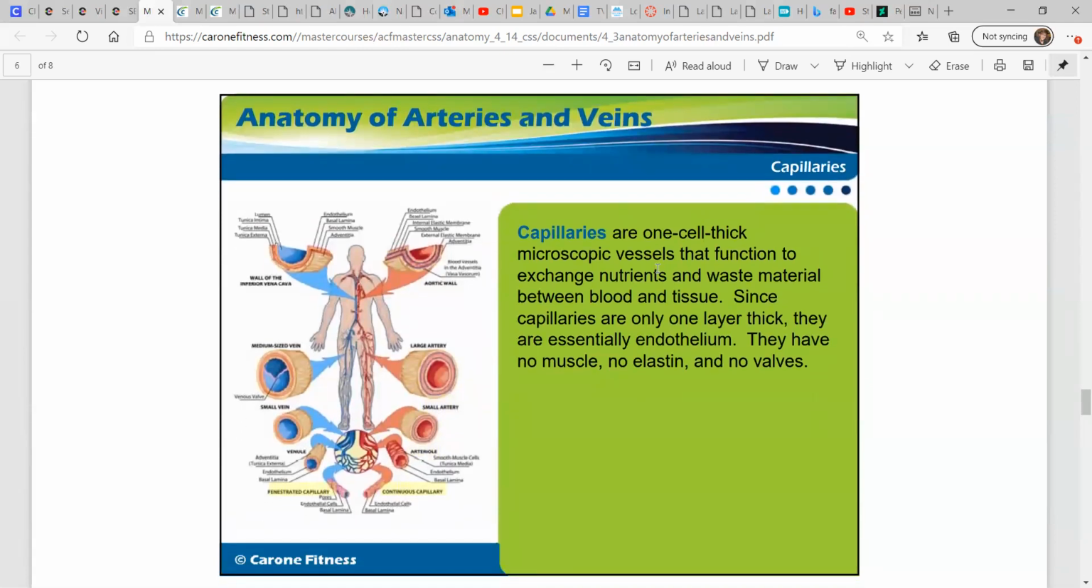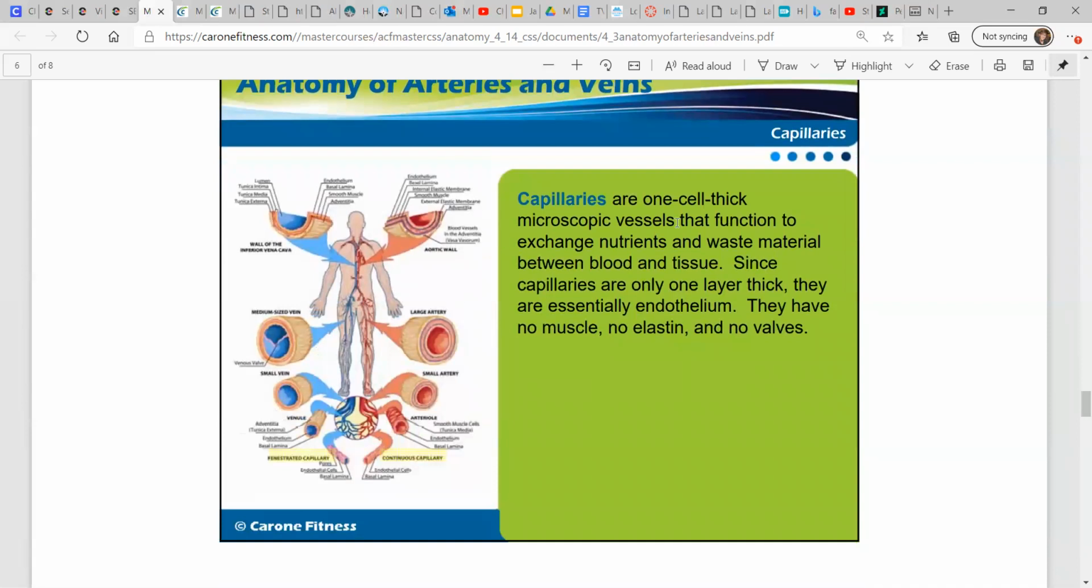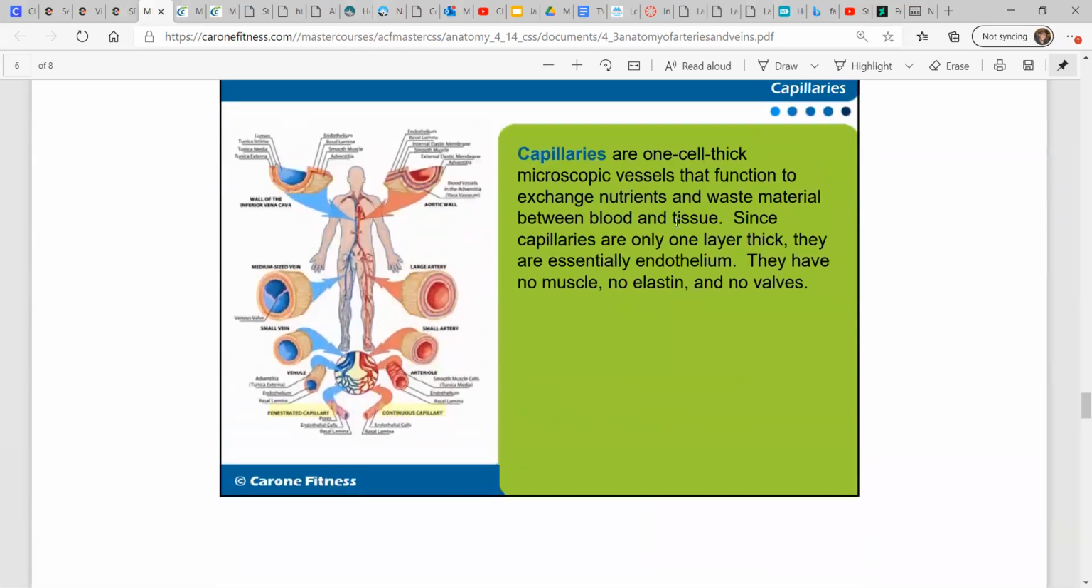Capillaries are the one-cell thick microscopic vessels that function to exchange nutrients and waste material between blood and tissue. Since capillaries are only one layer thick, they are essentially endothelium. They have no muscle, no elastin, and no valves. So they only have one layer.